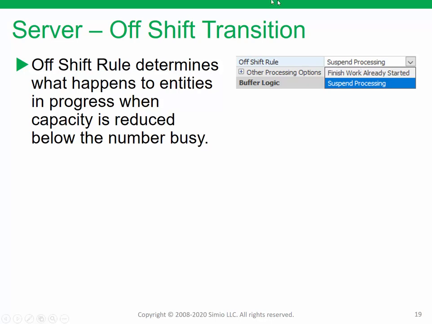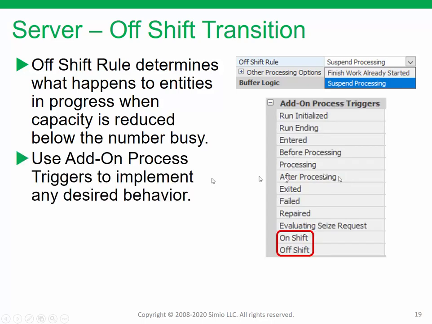You also have a second choice of finish work already started. This would model the situation where, before going to lunch, you wanted them to finish the work they were working on, that they had already started. You can choose either one of these for the basic off shift. If neither one of these general rules implements the behavior you want, you can also use add-on process triggers, which we'll talk about a little later in the course, to implement any desired behavior.